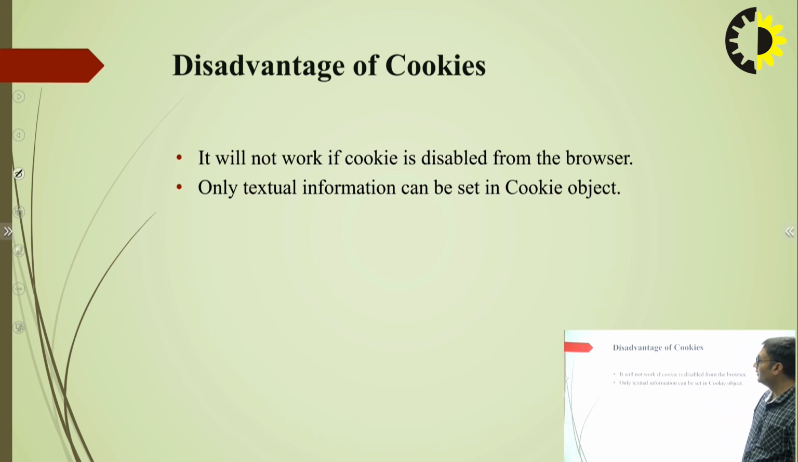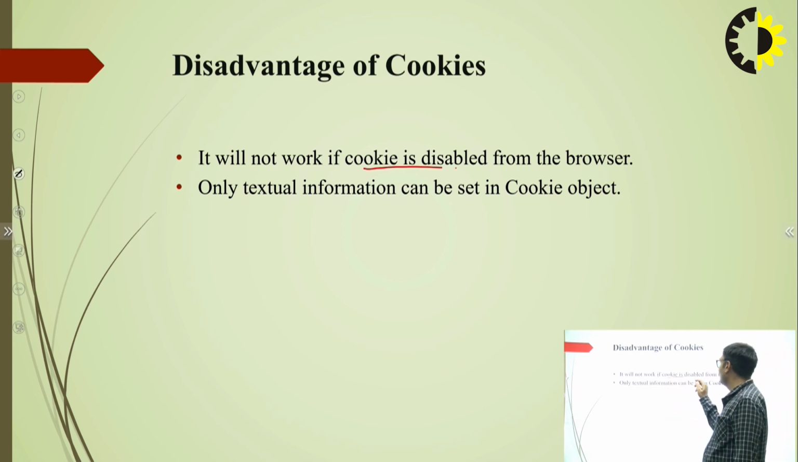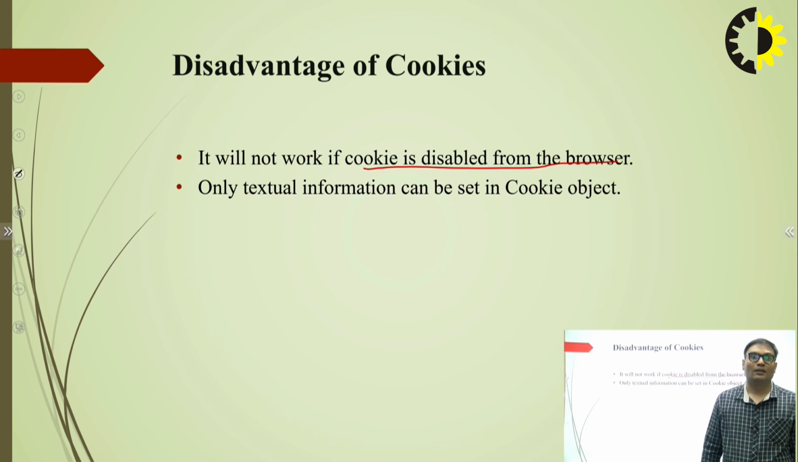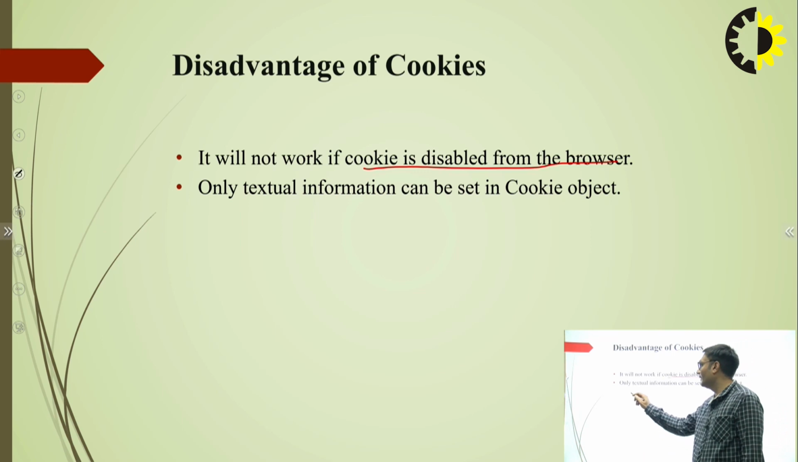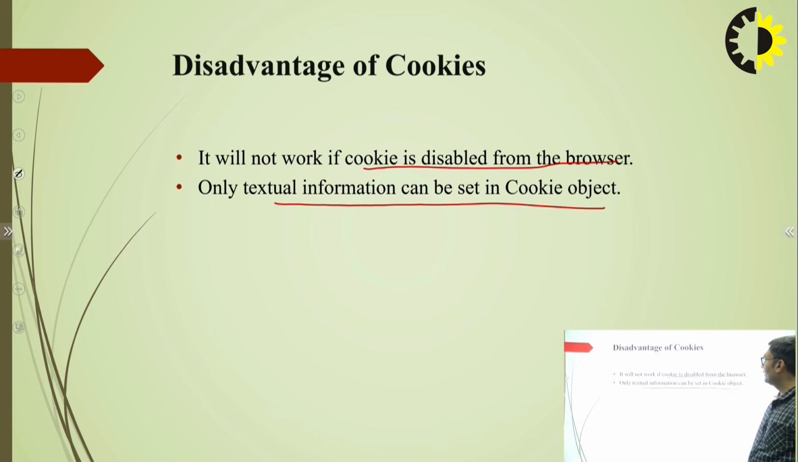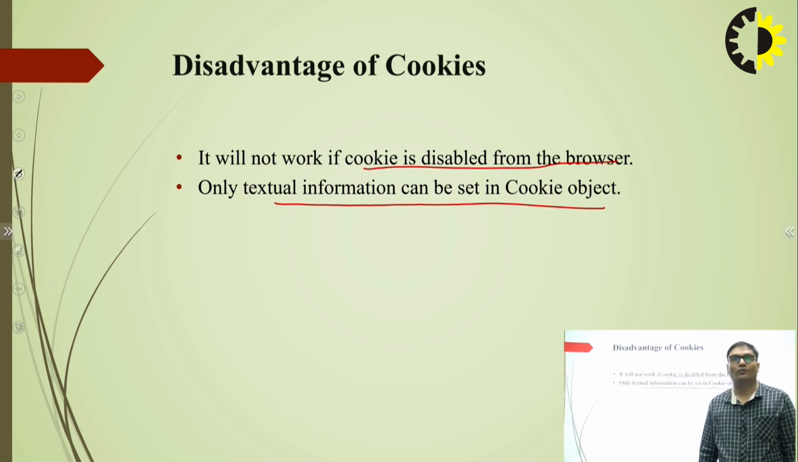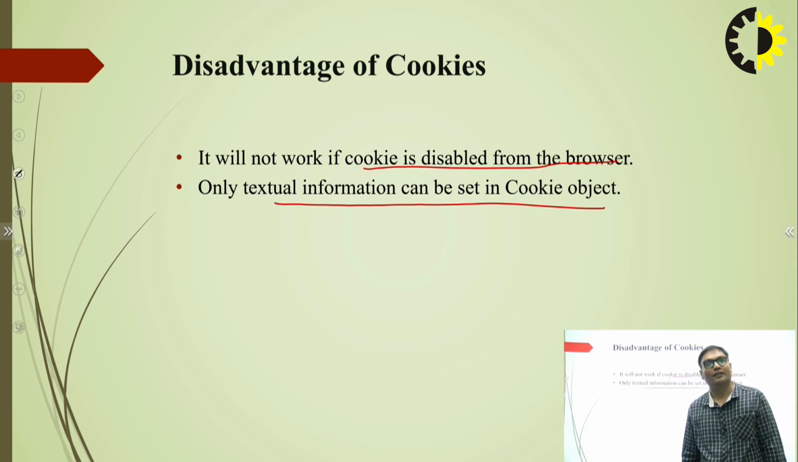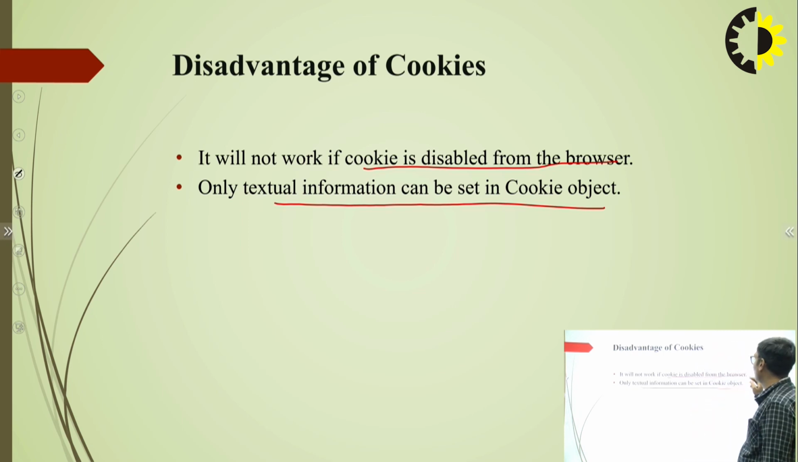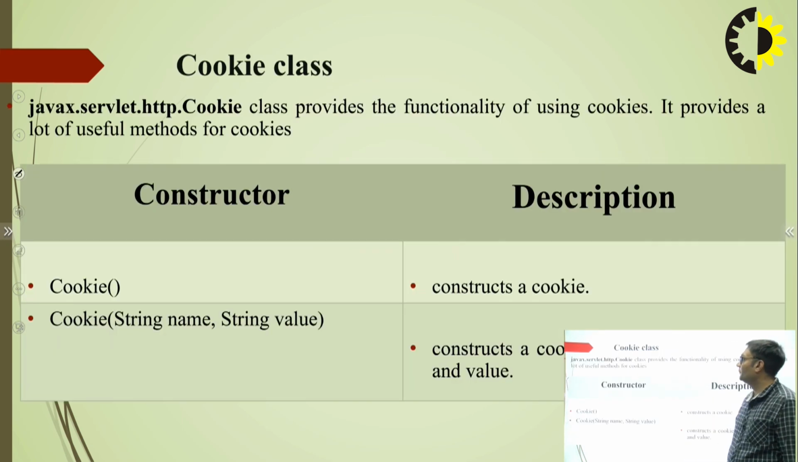Disadvantages of cookies: it will not work if cookies are disabled in the browser. The browser has an option to enable or disable cookies, and if cookies are disabled on the browser side, it will not work. And the second one is that only textual information can be set in a cookie object. So no graphical or other information can be saved in the cookie. Only textual information can be saved inside the cookie. So these are the two disadvantages of using cookies.